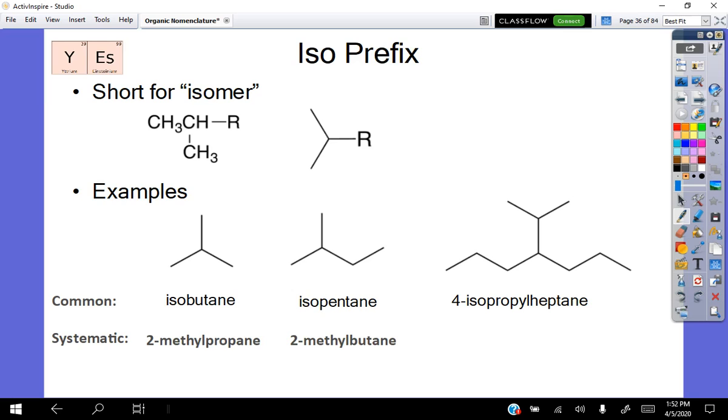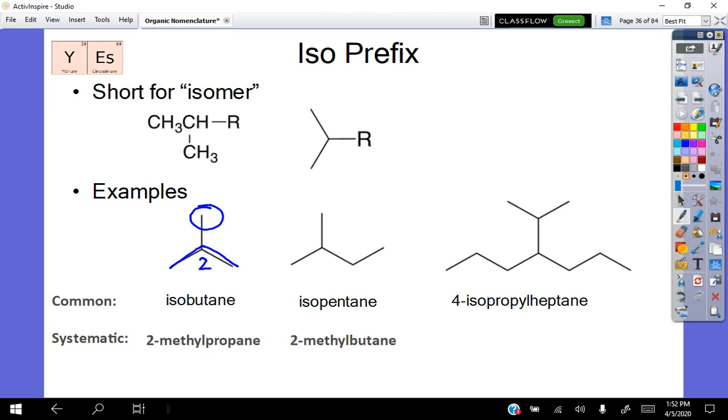So as I said, iso is short for isomer, and some of the isomers that we'll see are isobutane. It still has the same formula as butane, C4H10, but the attachments are different. If we were to look at the systematic name, this has a 3-carbon parent chain, which is propane, and on the second position is a methyl group. So the systematic name is 2-methylpropane, which is an acceptable term, but commonly it's referred to as isobutane.